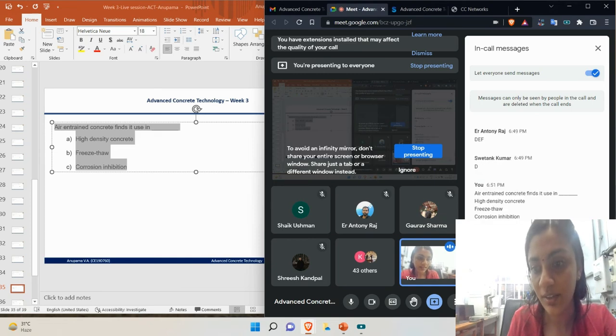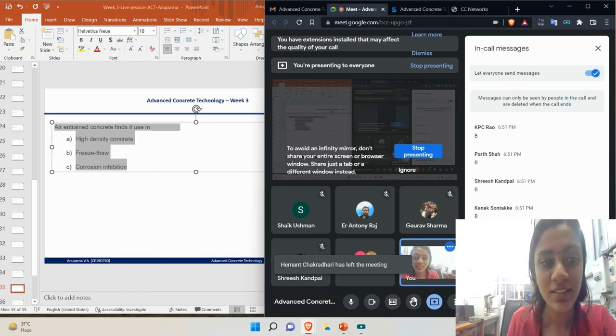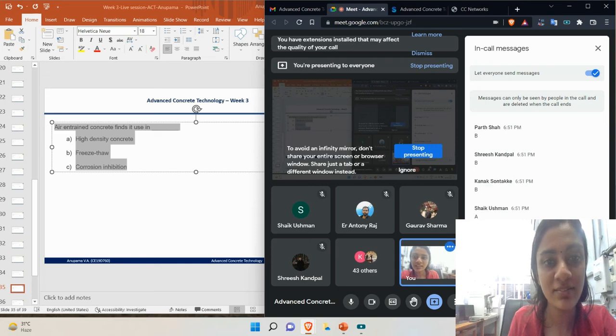Air entrained concrete finds its use in high density concrete, freeze thaw, and corrosion inhibition. So why do we generally knowingly input air in concrete? Why do we do that? Someone, can you please unmute?